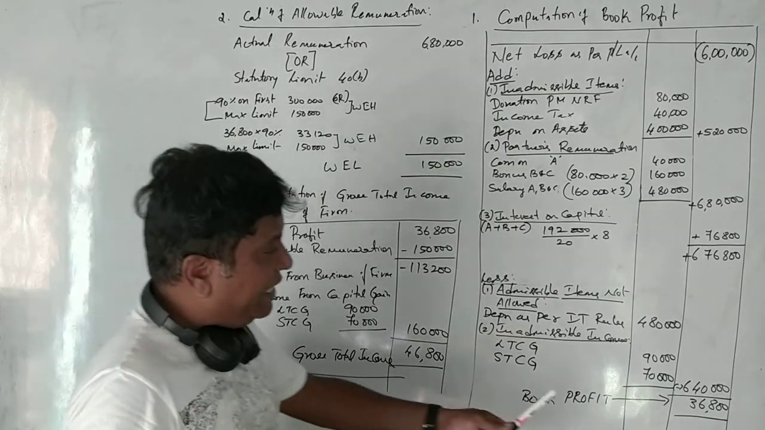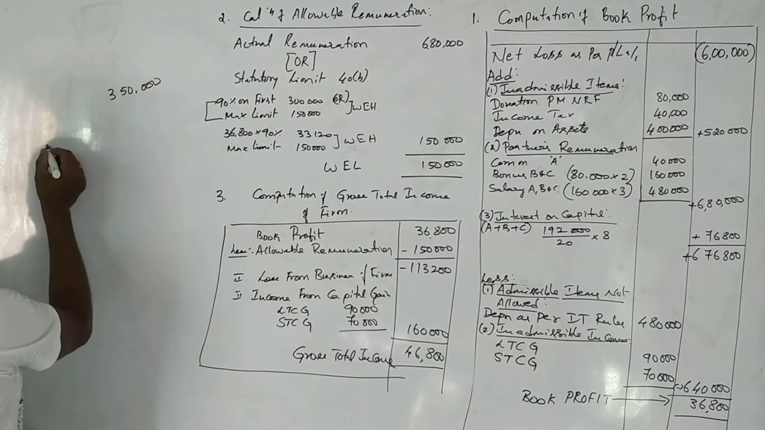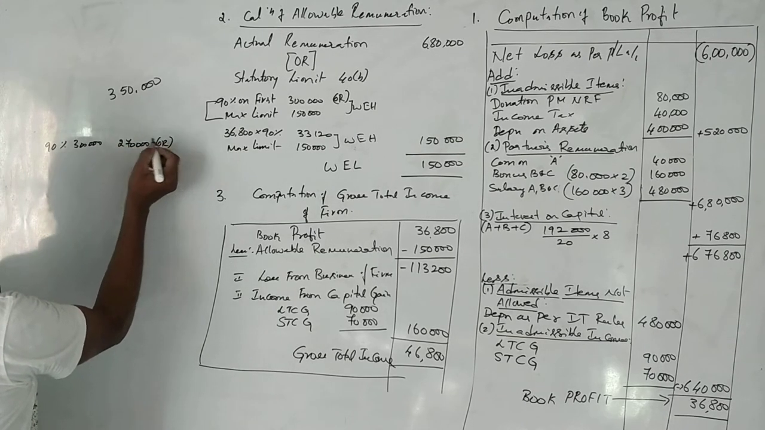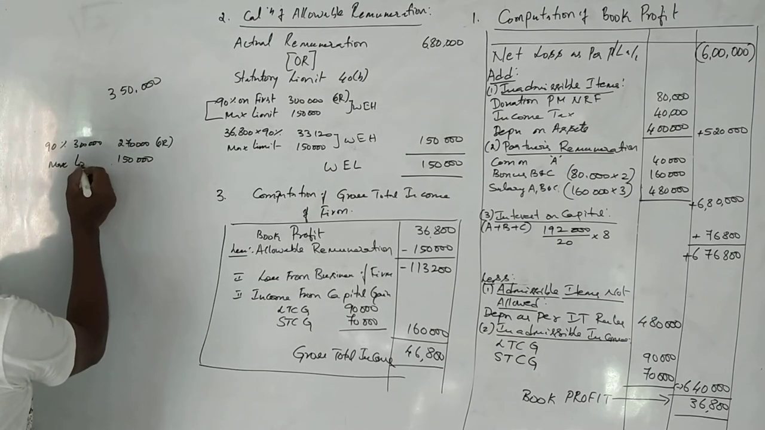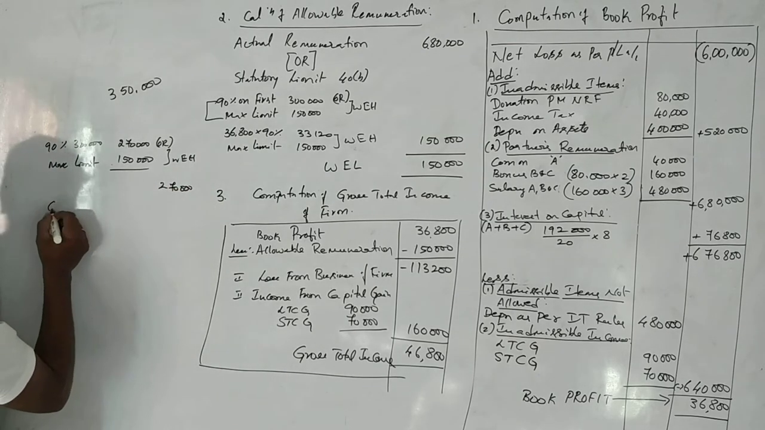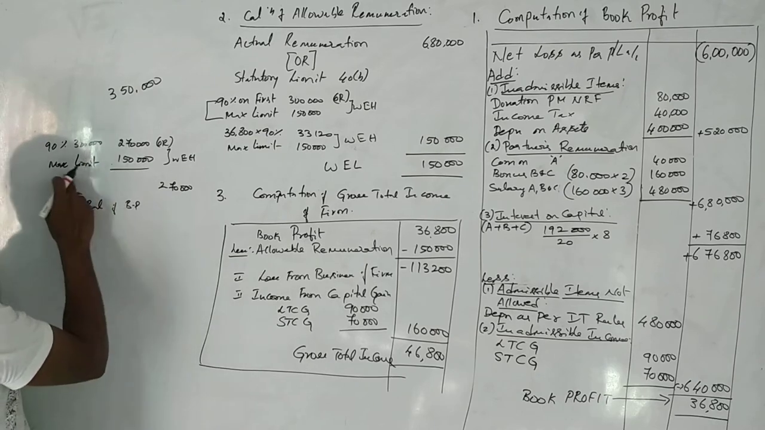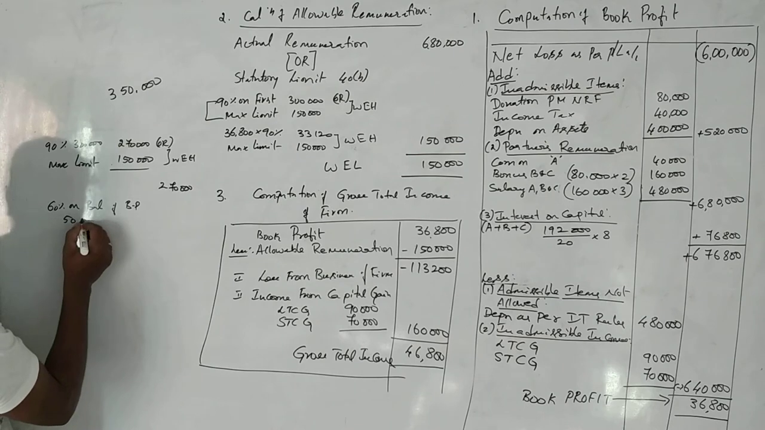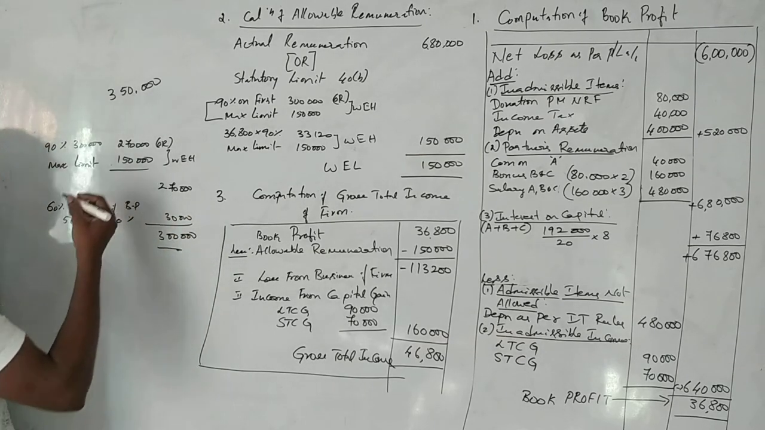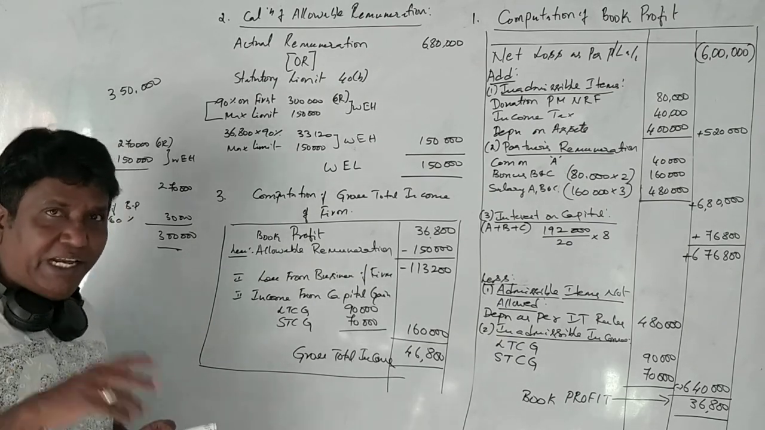Suppose in place of 36,800 the book profit would have been 3,50,000 rupees. Now how do we compare? 90% of the first 3 lakh rupees comes to 2,70,000, or the maximum limit of 1,50,000, whichever is higher. 2,70,000 is higher. Then we take 60% on the balance of book profit. On the first 3 lakhs we have taken 90% and compared it with the maximum limit. Now on the balance 50,000 rupees, 60% comes to 30,000. Now the total amount will be 3 lakh rupees as a statutory limit. We compare it with the actual remuneration, and whichever is lower is allowed as a deduction. So this is what the rule actually says.